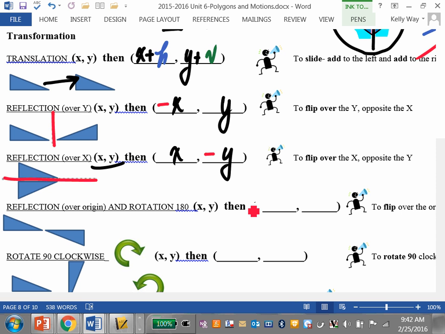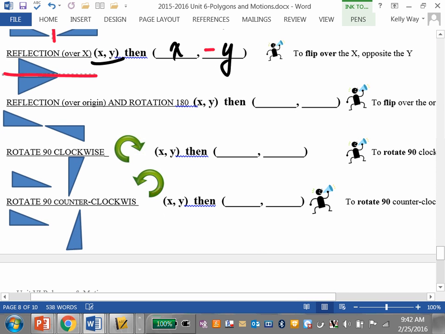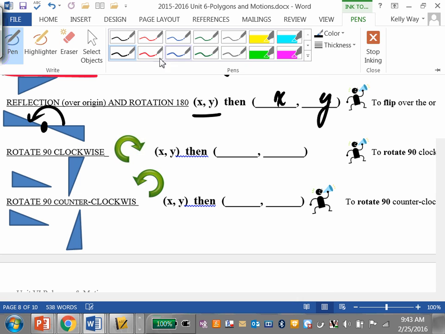All right, we got 3 more. We'll do one of each. Reflecting over the origin and rotating 180 is the same thing. You take your xy and you simply opposite both.